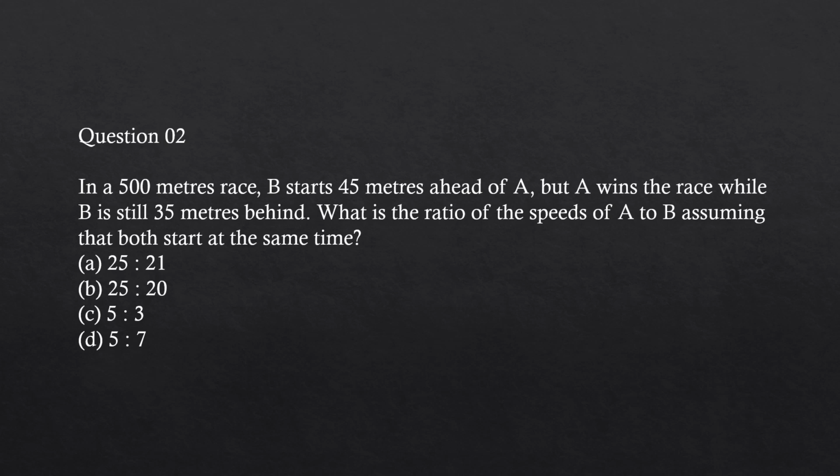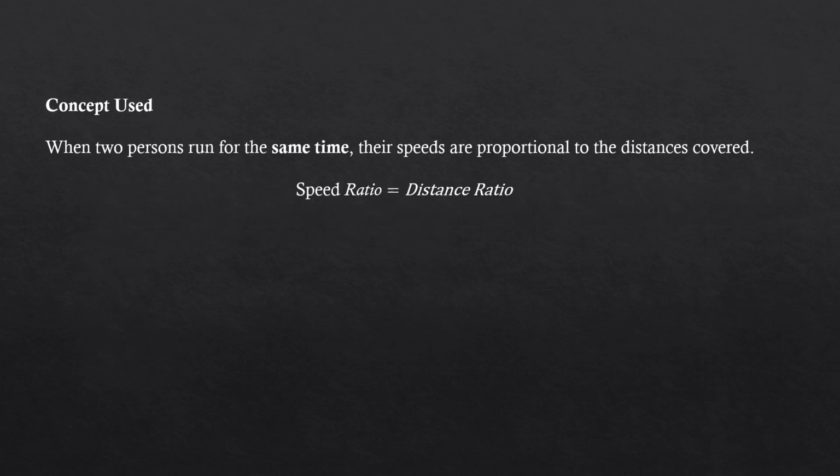Now question number 2, which was asked by UPSC in CSAT 2015. In a 500-meter race, B starts 45 meter ahead of A. But A wins the race while B is still 35 meter behind. What is the ratio of speed of A to B, assuming that both start at the same time? Here's a very important concept. You can see here, when two persons run for the same time, their speeds are proportional to distance covered. So speed ratio is the same as distance ratio.